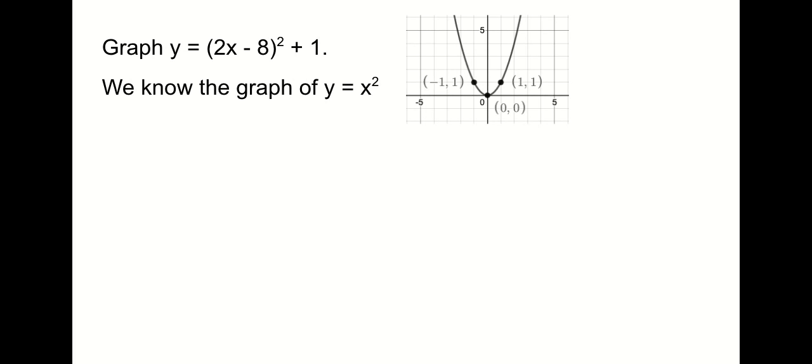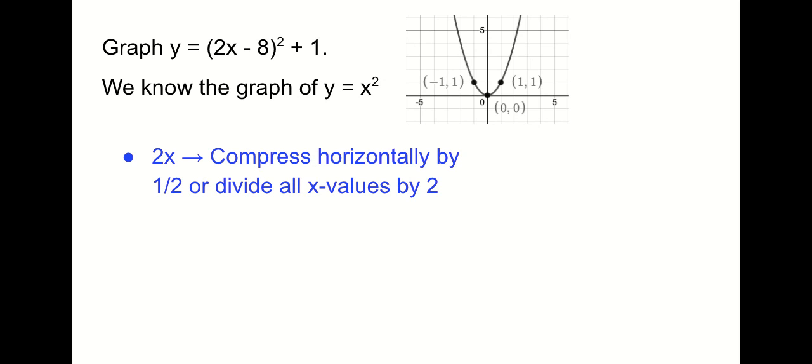Let's figure out our transformations. So the first one is I have a 2 times the x. So remember, the 2 as a multiplier will compress horizontally by a factor of 1/2. Or again, how I like to think of it is it'll divide all the x's by 2. So that's the 2x.